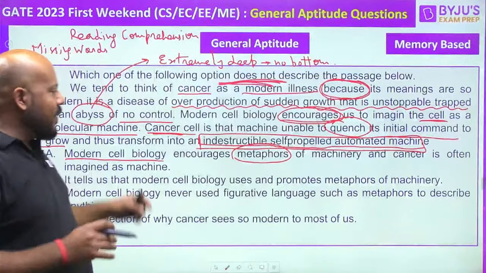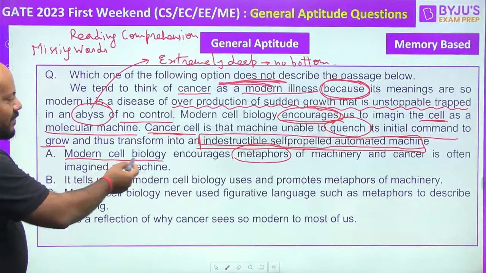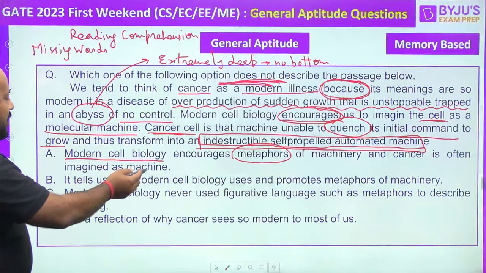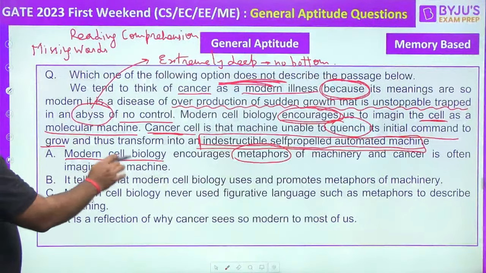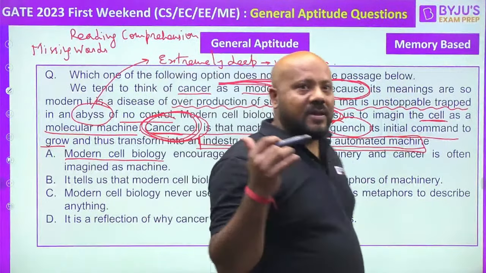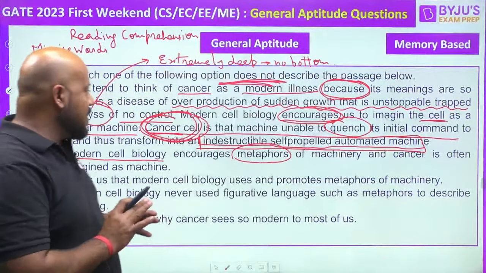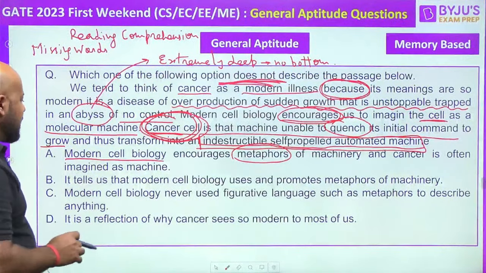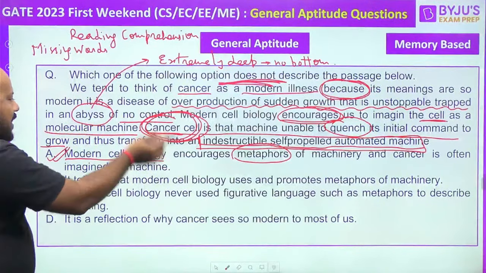So if you go by this, if it is the MSQ question and does not is there, look at option A: modern cell biology encourages the metaphors of machinery and cancer is often imagined as a machine. Now again, this is going to be wrong because cancer is not being imagined as a machine. The cancer cell is being imagined as a machine. Because this is memory based, maybe some words here and there differ, but I hope you understand how to proceed. Yes or no? But because people are saying it is an MSQ question and does not is there, we have to choose the not correct one, so we cannot choose A.